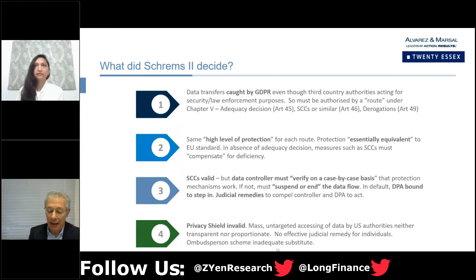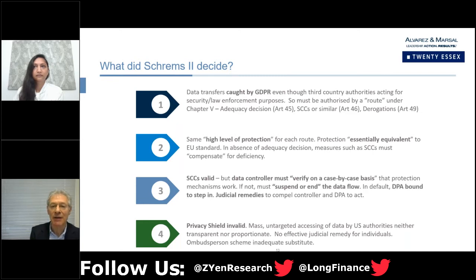Now, the real challenge in Schrems was actually not to Privacy Shield at all. It was to the standard contractual clauses that are authorised by another Commission decision. It was a frontal attack on those. The frontal attack sort of failed. Why did it sort of fail? Well, the court ruled that the standard contractual clauses were valid, but that came at a price.